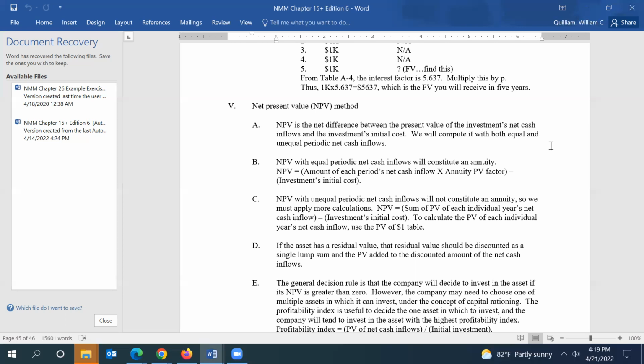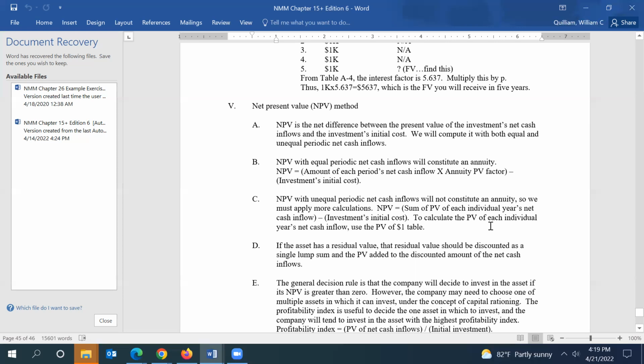So we're hoping that what comes into us in the future in the way of cash flows far exceeds this initial cost of the investment. That way we made lots of money off the investment. So the higher the better with net present value.